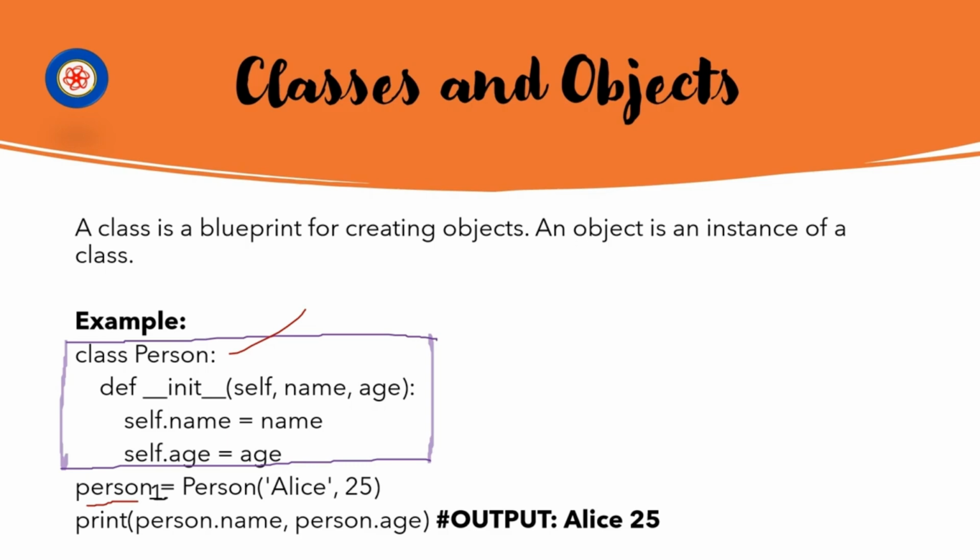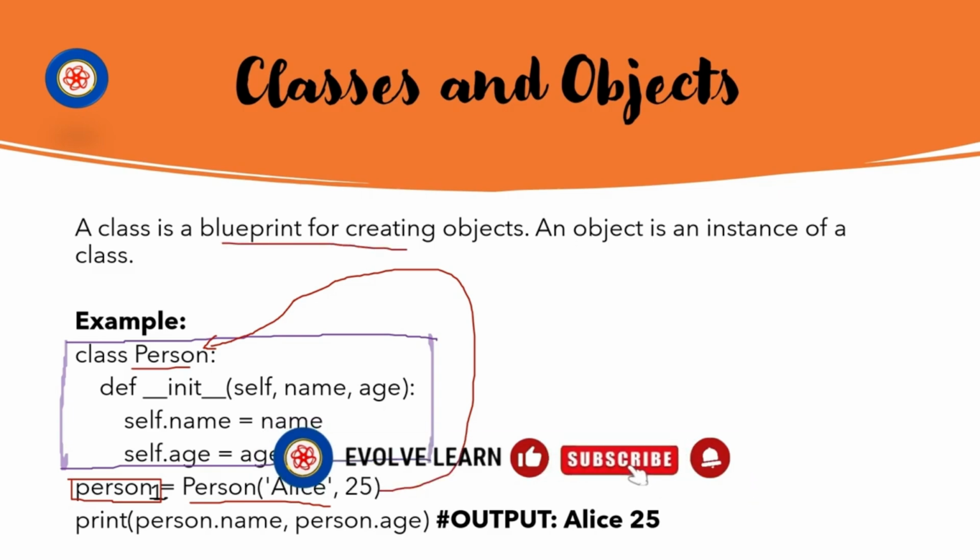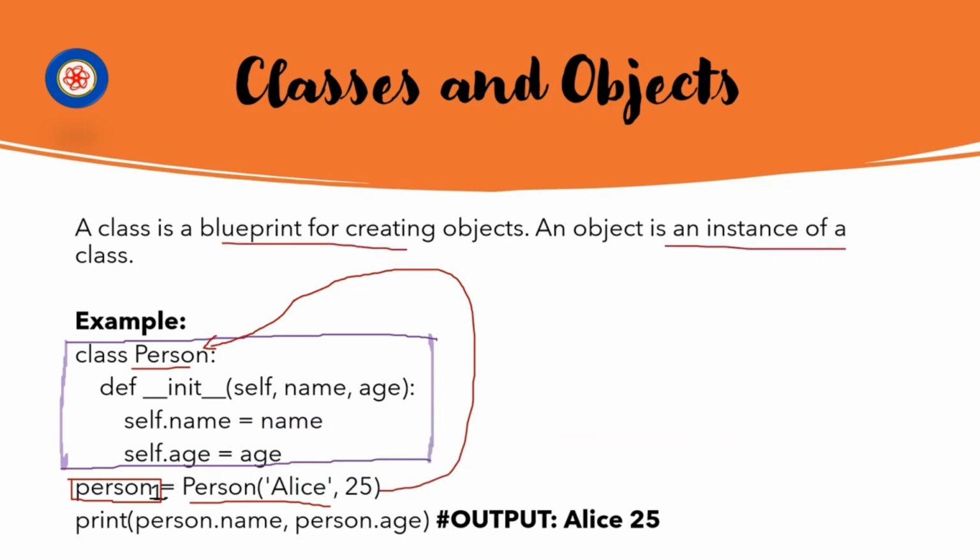As I had already said, a class is a blueprint. We are creating this person1 object from the blueprint, that is, from the person class. This person1 object is the actual object which is created from this class blueprint. I hope this makes clear why we call a class a blueprint for creating objects and why an object is an instance of the class.